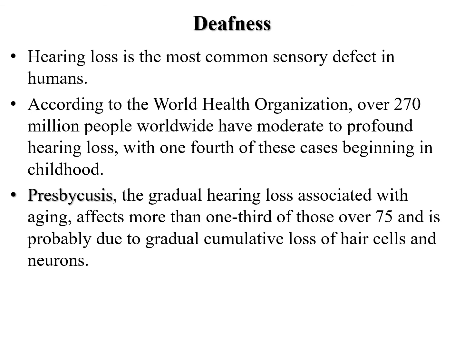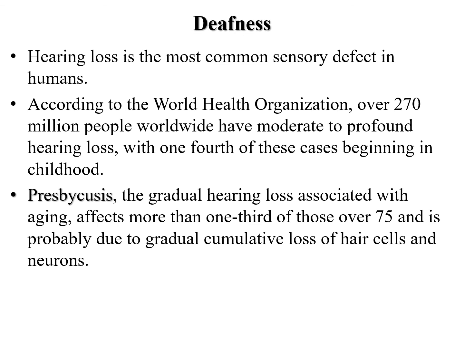Now, the first thing I would like to discuss is the term presbycusis. What is presbycusis? It is the gradual hearing loss associated with aging. It affects more than 1/3 of those over 75 years of age and is probably due to gradual cumulative loss of hair cells and neurons.